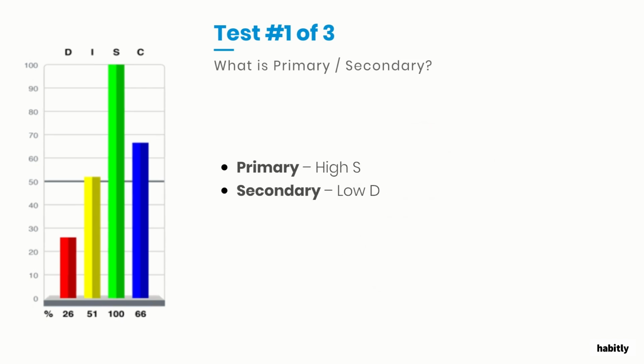Okay. All right, here's your answer. The primary is highest, 50 points above. It's at 100. You cannot be any higher than 100 points. So that is the primary. It's the most intense behavior of this person. The second most intense is the low D. It's 24 below the line at 26.